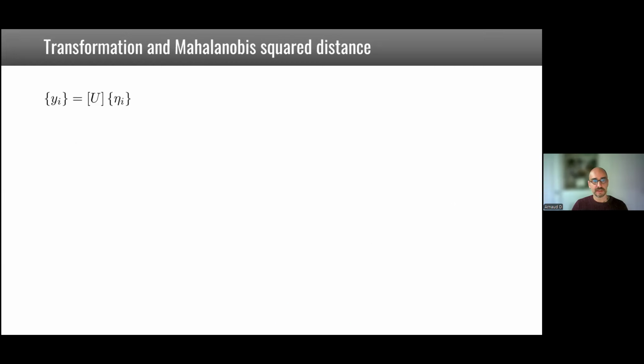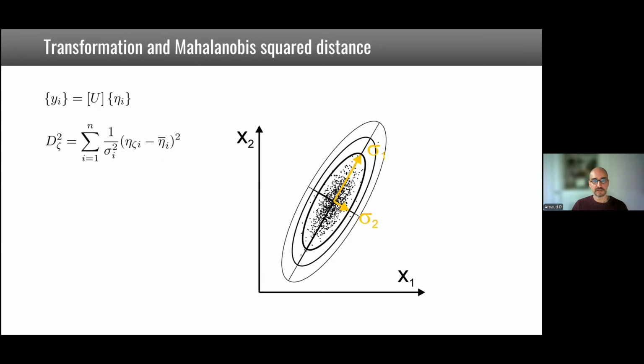So what it means is that now my Mahalanobis square distance can be written as a sum of uncorrelated distances related to all these eta values, okay? So graphically, what does it mean? It means if I have my feature vector here, which is x1 and x2, that's my two damage indicators. And if I have here my set of points, you see all these points, okay?